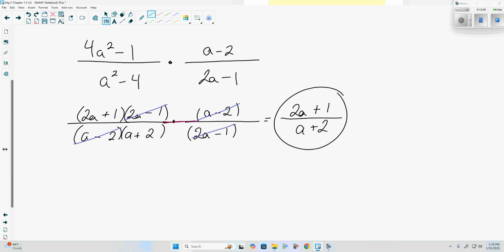So again, this is one of the first ones we've had that didn't just end up being a number. It doesn't have to simplify down to a number. We can have these rational expressions on top and bottom. Questions on this here?